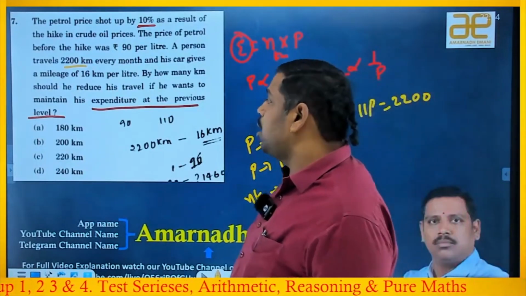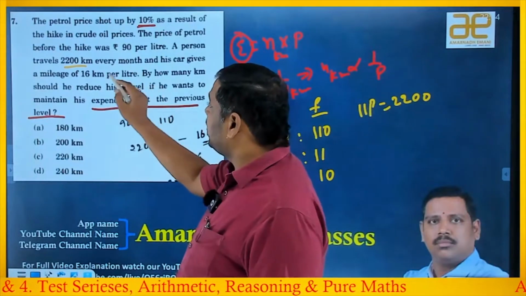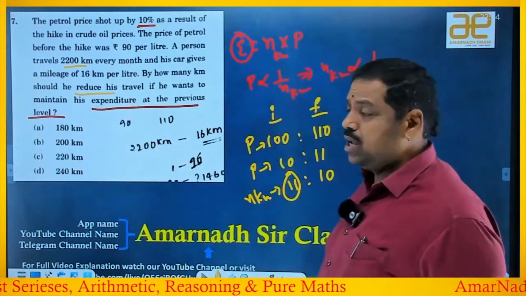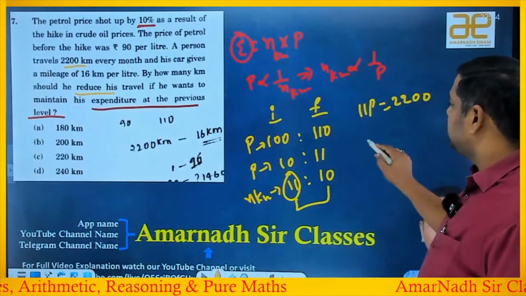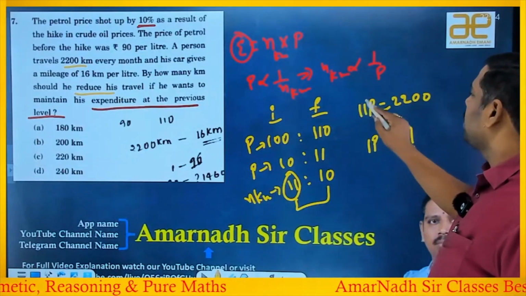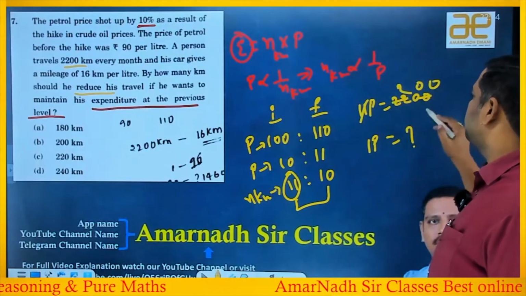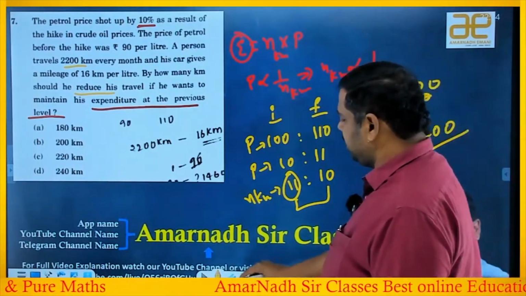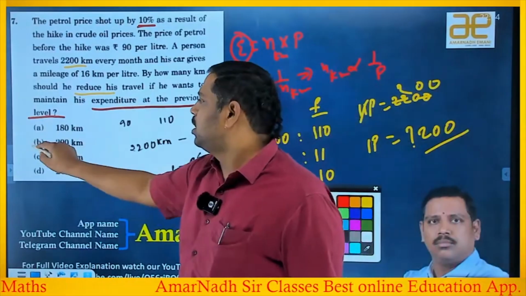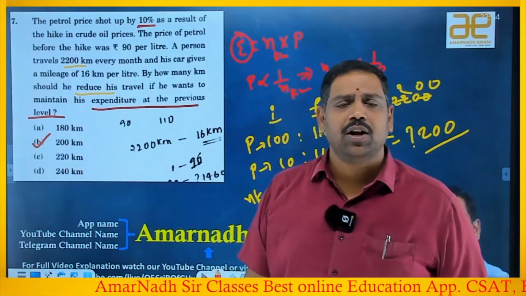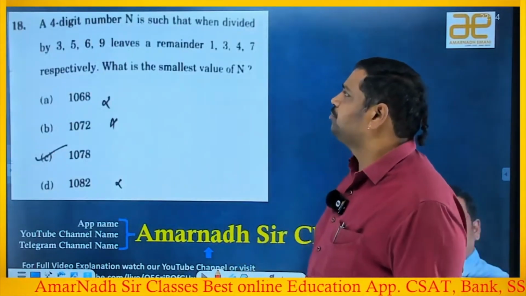He is not asking how many kilometers he can travel now. He is asking how many kilometers he should reduce his travel. So this is 11 parts, this is 10 parts. It should be reduced by 1 part. How much is that? 11 times 2, then having 2 other zeros. One part is equal to how much? 200. How many kilometers he has to reduce is simply 200 kilometers. So B is the answer. Okay. This is the next beautiful one.